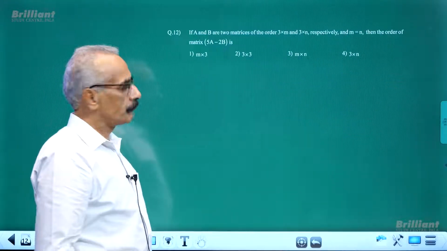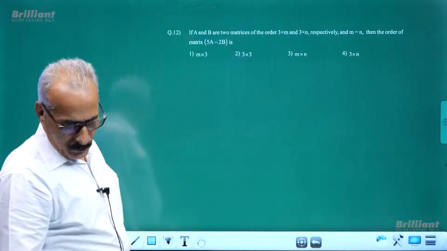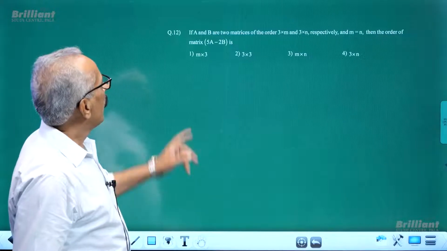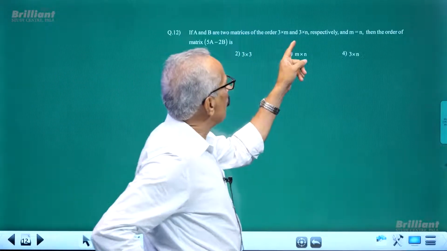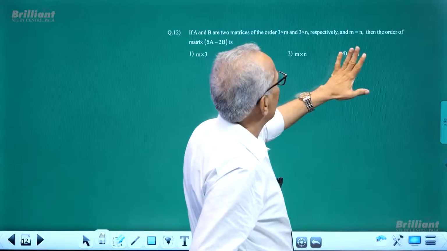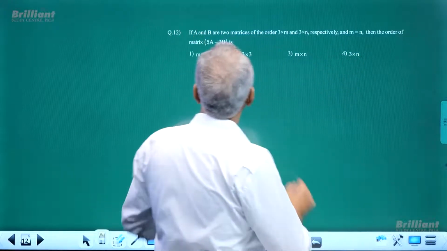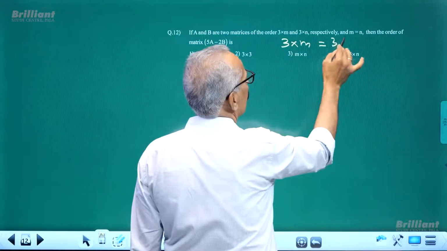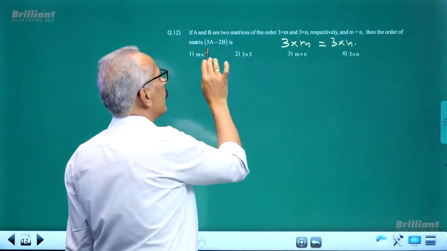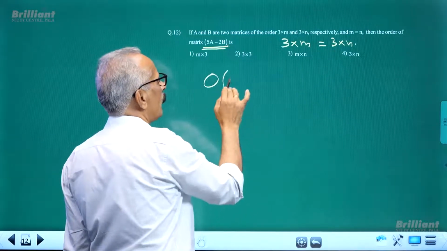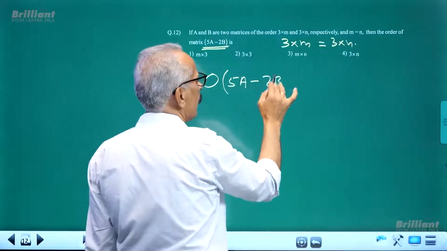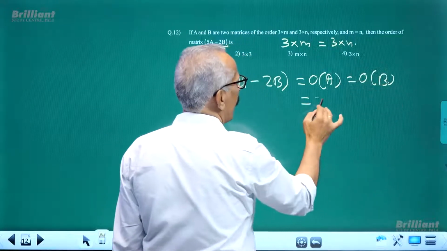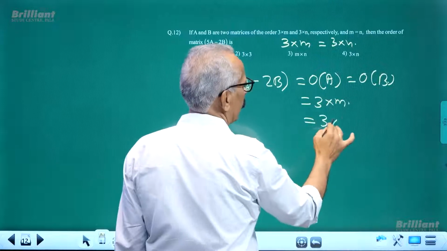Question number 12. So 11 answer was 3, discontinuous. A and B are two matrices of order 3 by m and 3 by n respectively, and m is equal to n. Then m equal to n means this is 3 by m, same as 3 by n. Therefore, the order of any linear combination of the matrices, order of 5a minus 2b, is nothing but order of a, that's nothing but order of b. So you can write the answer 3 by m, you can answer 3 by n.